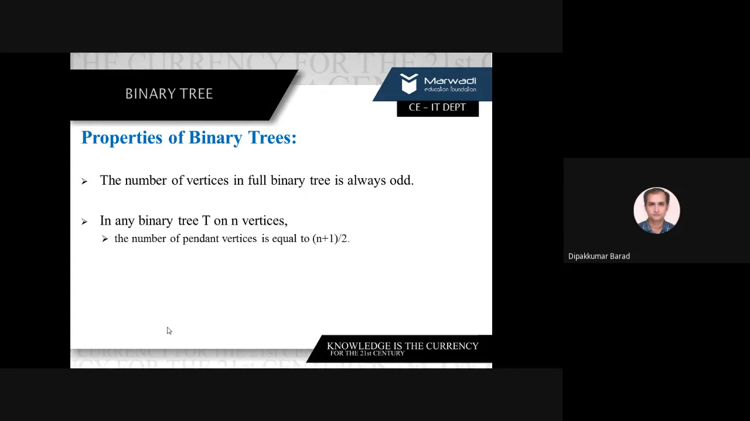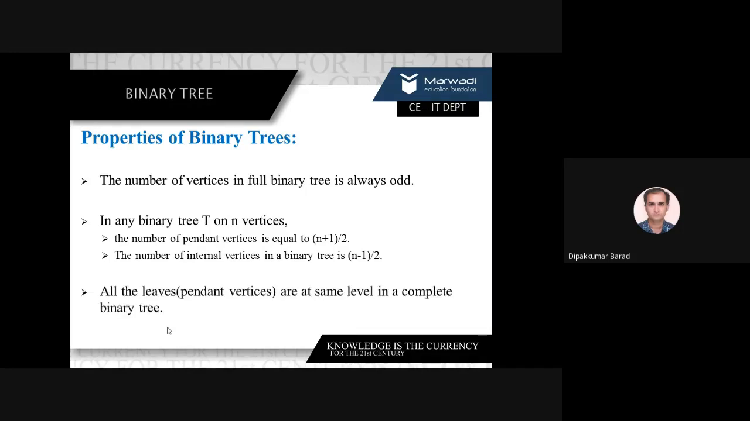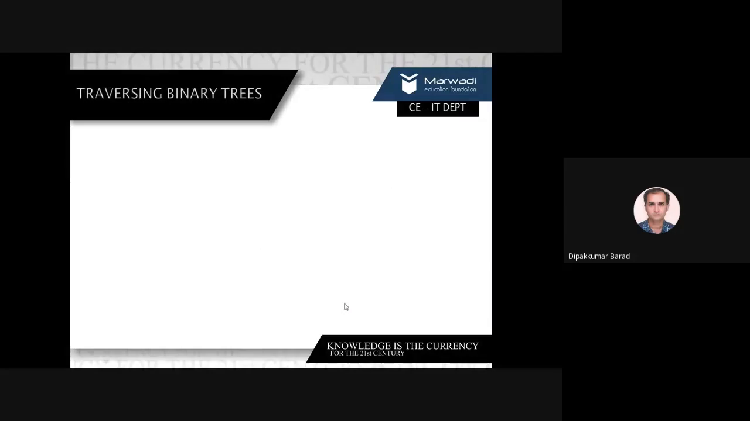In any binary tree on n vertices, the number of pendant vertices is equal to (n plus 1) by 2. The number of internal vertices in a binary tree is (n minus 1) by 2, and all leaves, also called pendant vertices, are also called leaves in a tree. All leaves are at the same level in a complete binary tree. So if you have a complete or full binary tree, then all pendant vertices are at the same level.